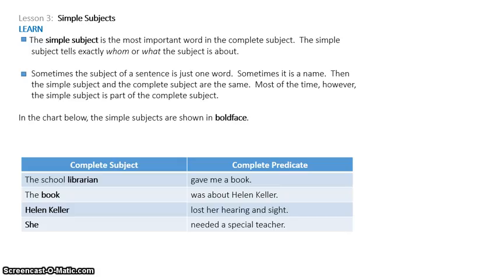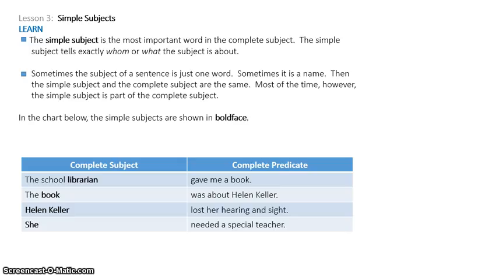Like if you were writing a sentence using my name, Mrs. Stone is our teacher, you wouldn't just say that Stone was the simple subject. When you have a name, the full name is considered to be one. So in that case, it's her full name, and the complete subject and the simple subject happen to be the exact same thing.